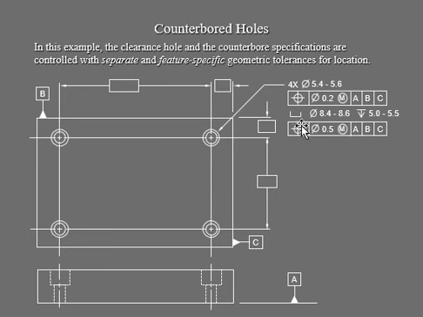Now we're going to separate the depth, and then we're going to separate the major diameter of the counterbore, 4 of them right there. So now we have two control frames. When you look at the clearance hole and the counterbore specification, they're being controlled with separate and feature-specific geometric tolerances when it comes to position or location. We're still in position.